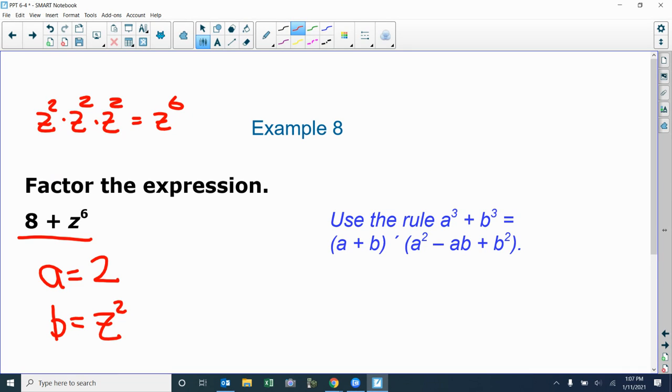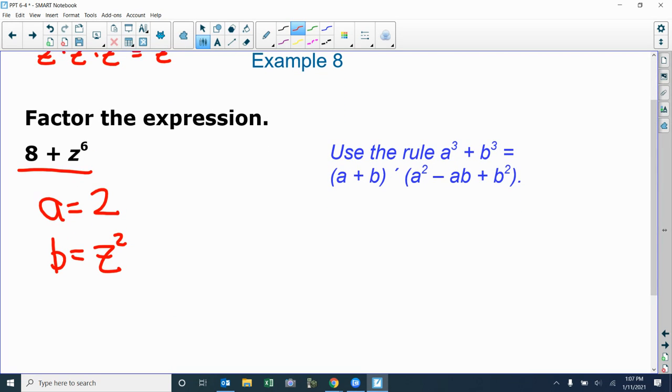Okay, so you get the idea. If it was z to the 5th, would we just leave it then? Yeah, you couldn't do it. It wouldn't be a perfect cube. So I assume we won't ever have a problem with that.